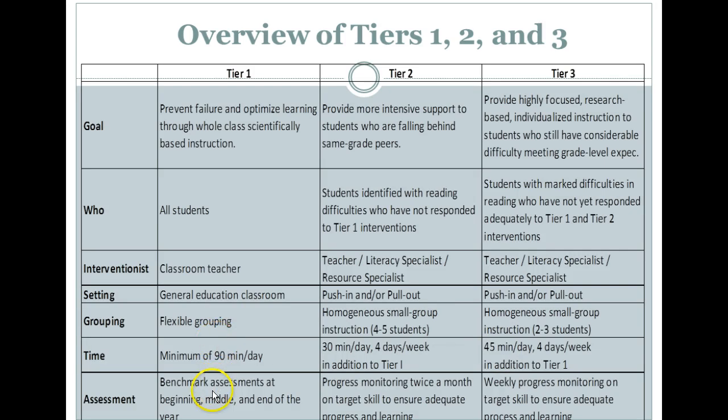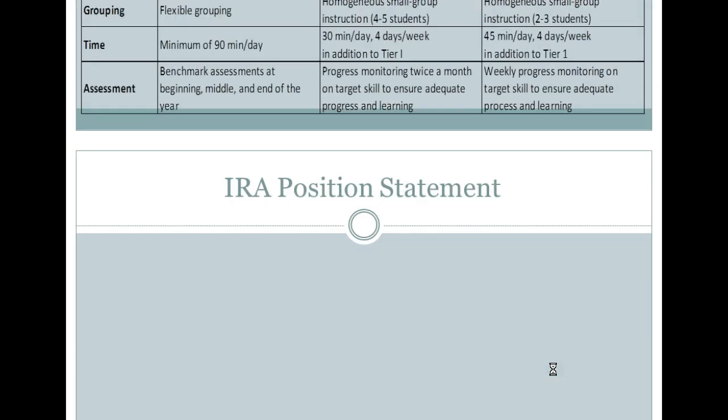Assessment at the Tier 1 level consists of benchmark assessments for the beginning, middle, and end of year. Progress monitoring should occur in Tier 2 twice a month or every other week, whereas progress monitoring at Tier 3 perhaps occurs on a weekly basis.